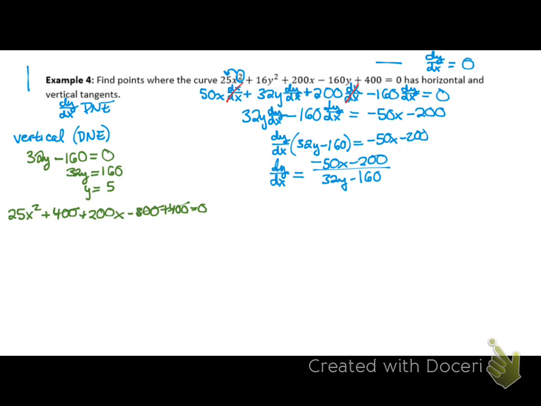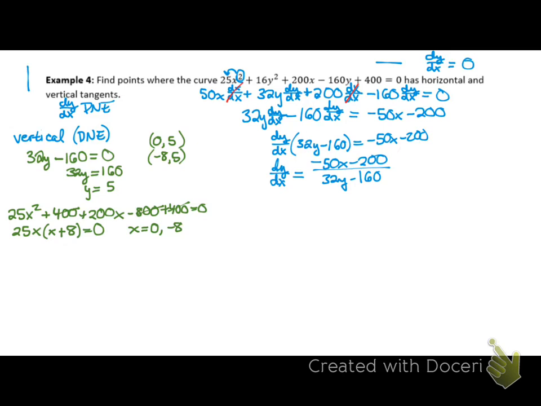Well, 25x squared and 200x both have factors that we can pull out. They both have x and they both have 25. So I'm just going to go ahead and do that. So that means we have 25x times x plus 8 equal to 0. Remember, when you factor and you get the answer, it's just setting your factors equal to 0 and solving, right, just like we've done in the past. So we get 0 and negative 8. Now again, this isn't the point. We don't have actual points. We have x values, we have y values, now we have to put them together. So the answers end up being (0, 5) and (negative 8, 5). Those are the coordinate points. Okay, so that's half of our answer.